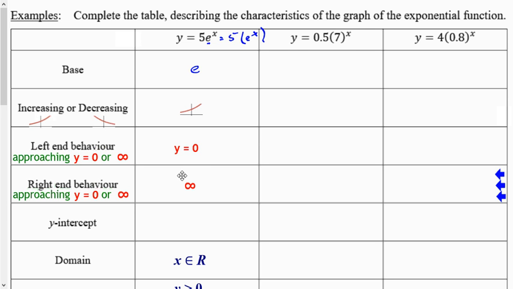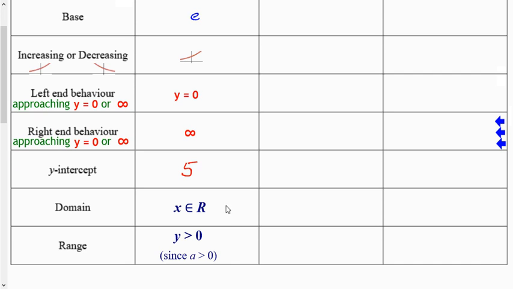Next bit of information, the y-intercept. So y-intercept, again, as we've seen before, that's this a value. So the y-intercept is just 5. The domain for exponential functions, as we looked at before in the first lesson, is all real numbers. So x could be any number in that exponent. Similarly, the range will be y is greater than 0 as long as our a value is positive.